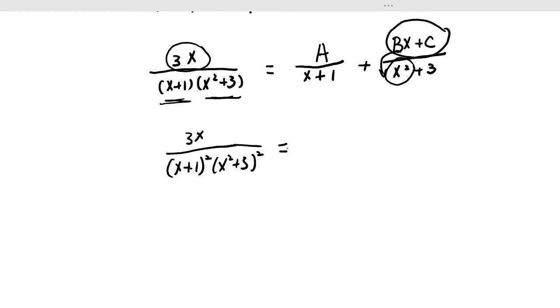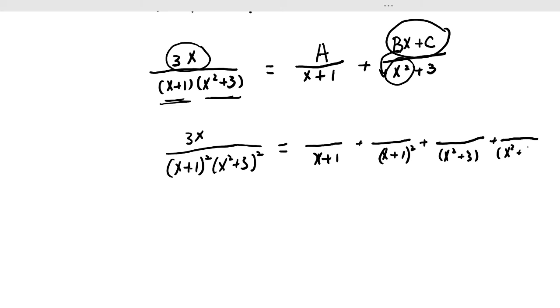So we have power 2 for x plus 1. The way we deal with the partial fractions is we have to start with degree 1. So degree 1 is x plus 1. Then we go on to x plus 1 squared, plus x squared plus 3. I don't have to give the parentheses, I just did it. So the last one will be x squared plus 3 to the second power.